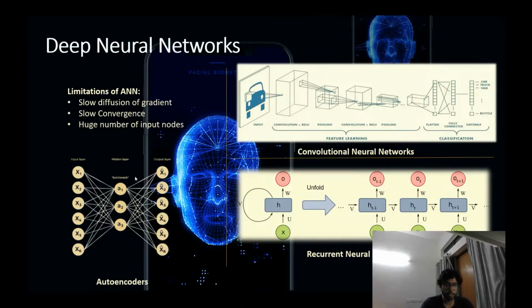So that's why you have this reduced dimension in the hidden layer, right? So this is an example of an autoencoder. We'll see in detail once we do the hands-on.